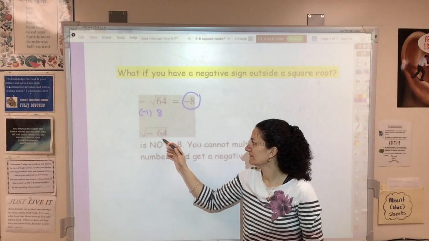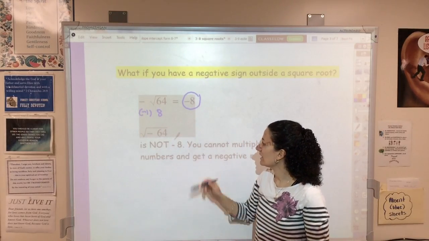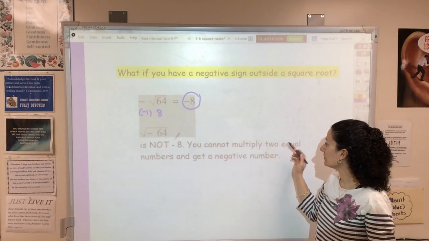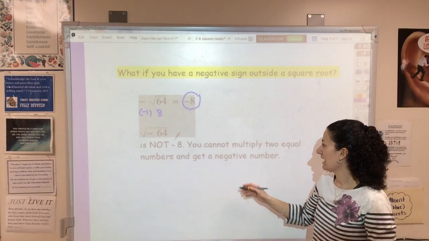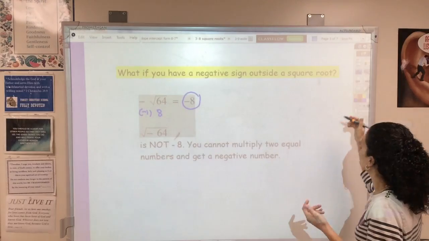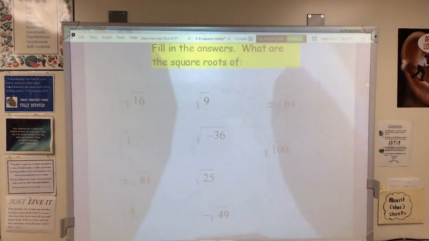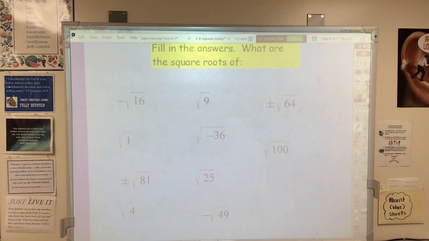However, this one, remember, if the negative is inside the radical sign, it's not negative 8. You cannot multiply two equal numbers, two numbers that are the same, and get a negative. So this would be no solution, no answer. Cannot find that square root. So I'd like you to try these problems. Go ahead and try these, what we have here. 10 problems. Pause the video, unpause when you're finished, and we'll check your answers.